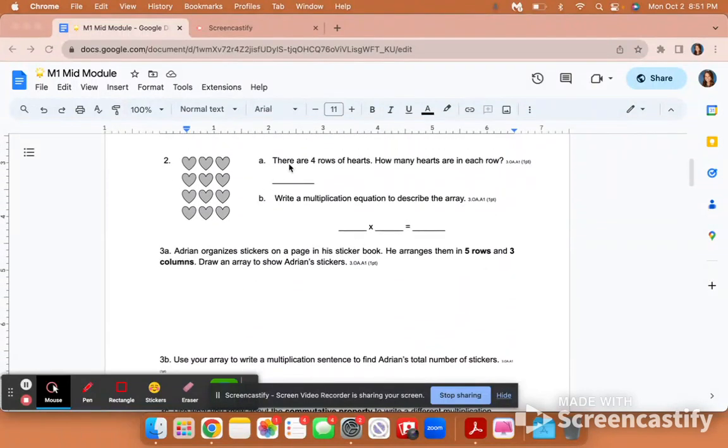Number 2 says there are 4 rows of hearts. How many hearts are in each row? Put your answer here. And B says write a multiplication equation to describe the array.